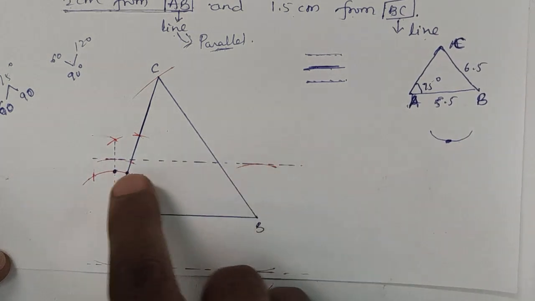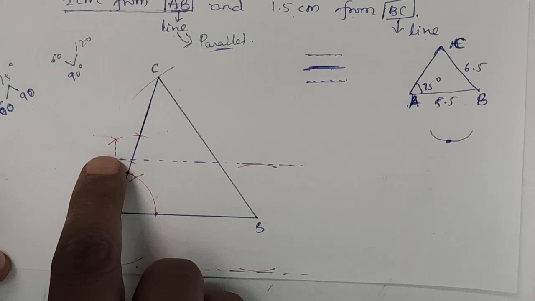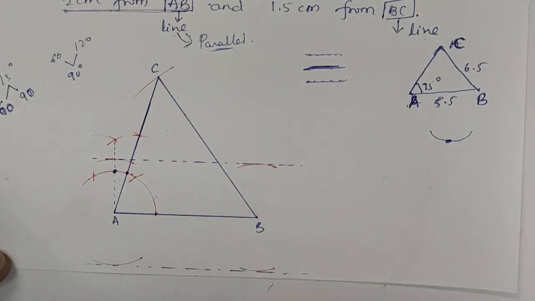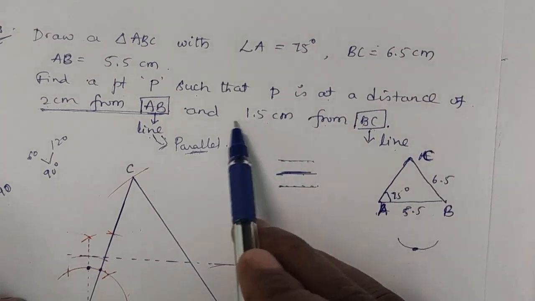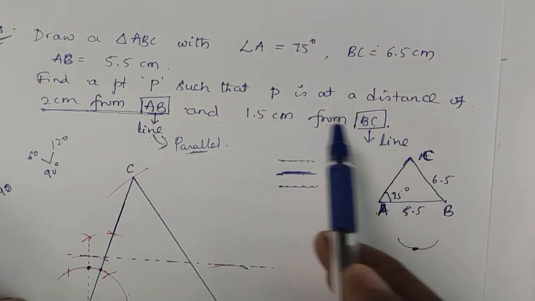If it's not a parallel line, it will be going slant. But look at how AB looks. This parallel line also looks similar, in the same angle. Now one parallel is over. Next, let us go for the second condition: 1.5 centimeter from BC. Understand?